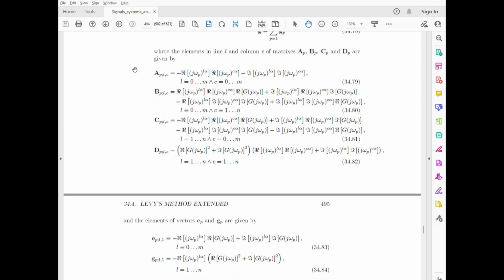It is possible to apply Levy's method even if the explicit fractional order transfer function does not have a commensurability order, but the calculations are far more complicated, and this case is not covered in the lecture notes.